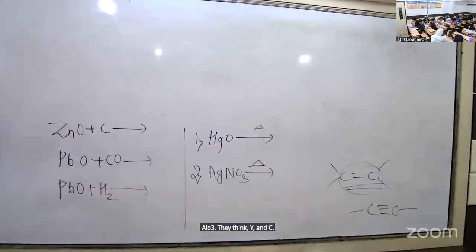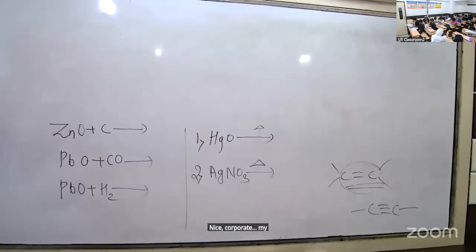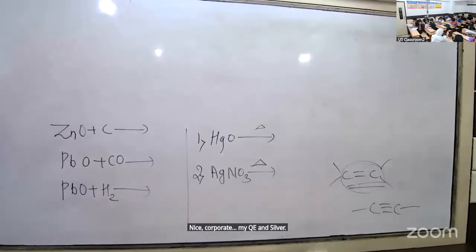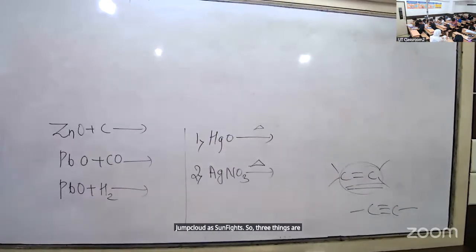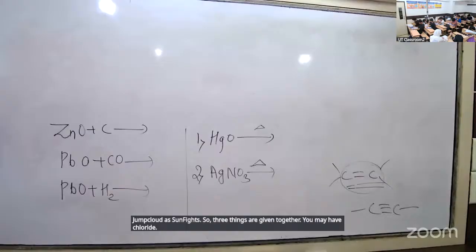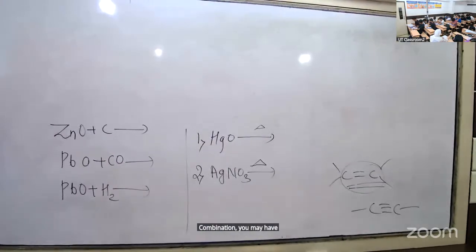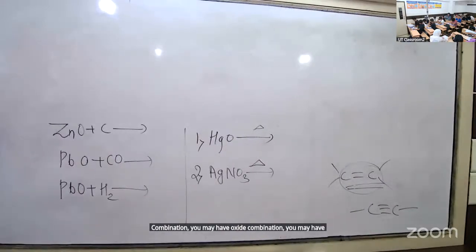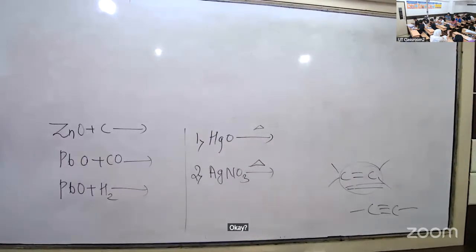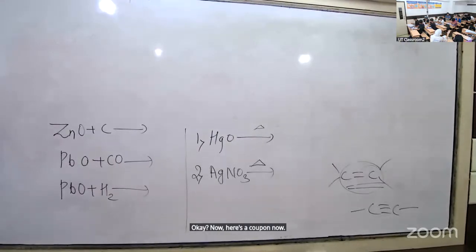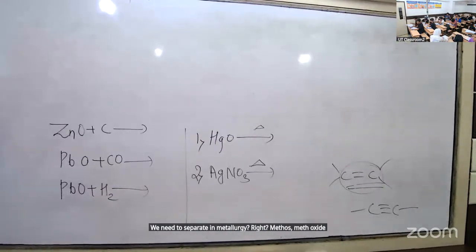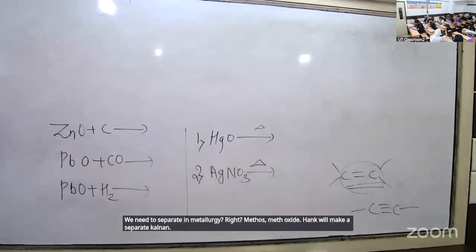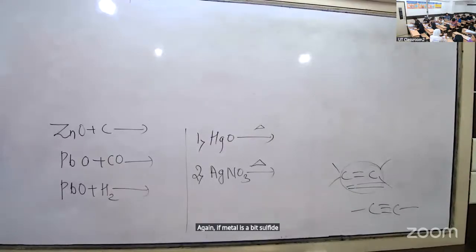lead, copper, mercury and silver are found as sulfides. So three things are given together. You may have chloride combination, you may have oxide combination, you may have sulfide combination. Okay, now ये सब क्यों करना है? Metals with chloride, we need to separate in metallurgy, right? Metals with oxide, हमको metal separate करना है. Again, if metal is with sulfide, we have to separate.